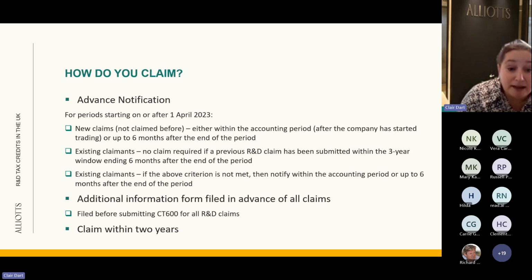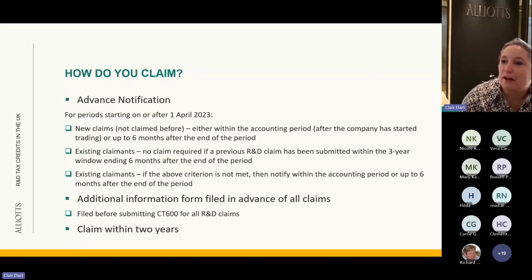If instead you have made a claim before, then you may not need to notify. So to review this, we look at a 3-year period ending with 6 months after the year end. So looking at our company with a year from the 1st of January to 31st of December 24, we wouldn't need to notify if we submitted an R&D claim in the period from the 1st of July 22 through to the 30th of June 25. If we have made an R&D claim before, but we didn't submit one in that 3-year period, then we'd notify in the same way as a new claimant.